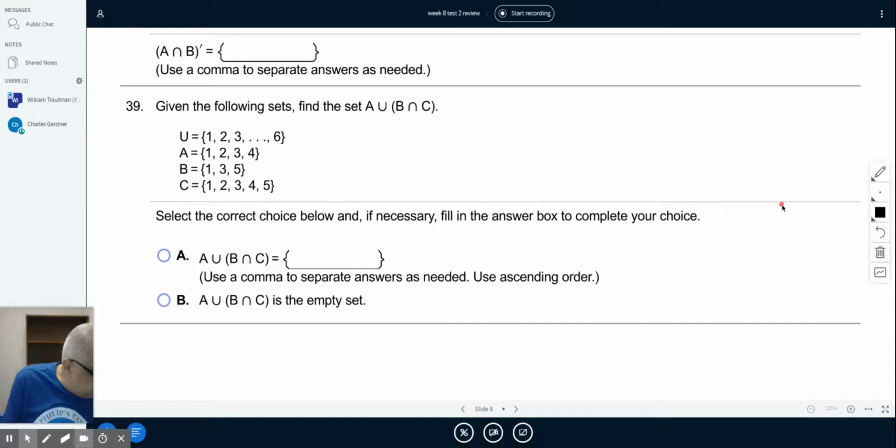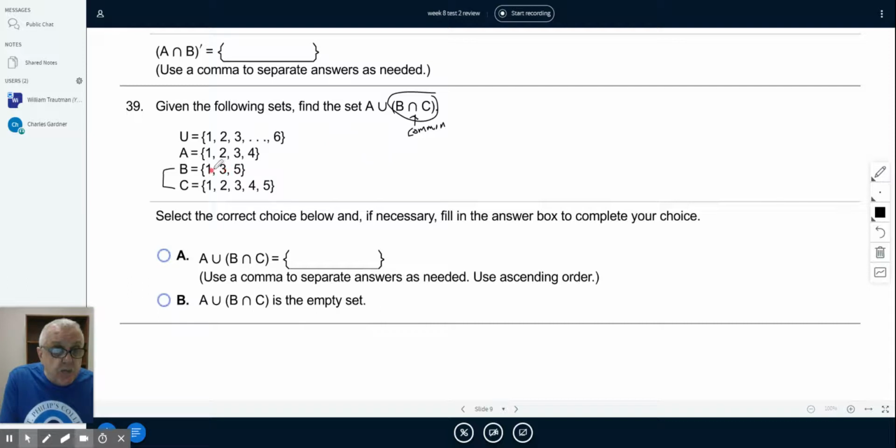All right, so I'm going to do number 39 next. 39 wants us to find A union B intersect C. So I'm going to find this first. I always look for the parentheses first. So just B and C and what's in common. Intersection means what's in common.